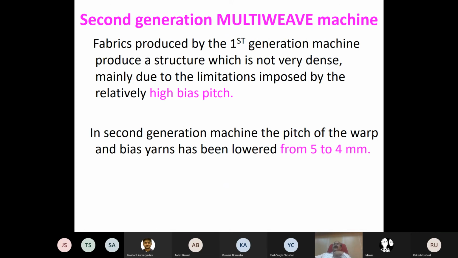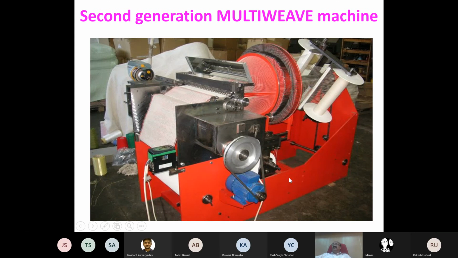Okay, and what is written here? If you are interested, you can remember. It's called a second generation machine of multi-phase weaving. What is the fundamental difference between the first generation and second generation multi-phase weaving? Look at what is written here. In second generation machine, the pitch of the warp and bias yarns has come down from 5 to 4. What does it mean? This is the second generation machine. Look at this pitch, very fine pitch. Means in the previous machine, the pitch was high. It has decreased from 5 to 4. That means you can go for very fine thread weave.